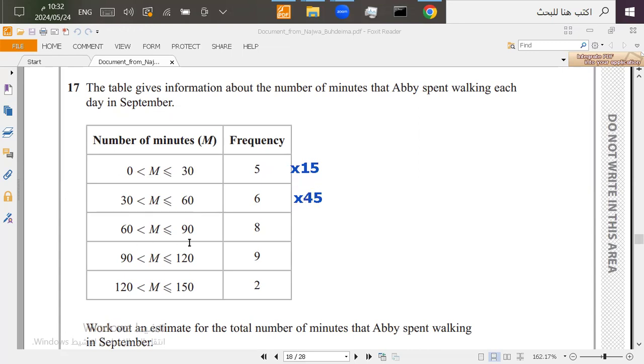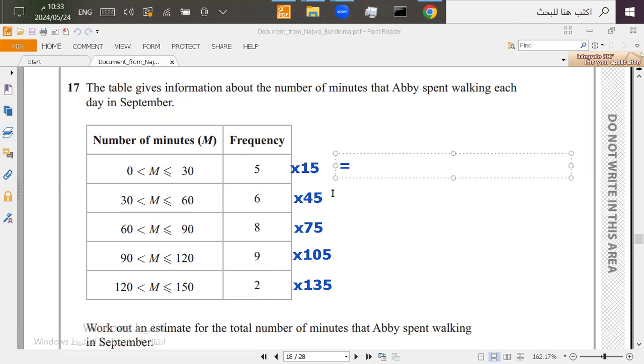Here, 60 plus 90 is 150. 150 divided by 2 is 75. So you multiply by 75. So find the midpoint for each one of them and then multiply it by the frequency. 90 plus 120 is 210. Divided by 2 is going to be 105. So multiply by 105. And the last one, we have 120 and 150. When you add them, you have 270. Divided by 2 is going to be 135. So you multiply by 135. So the idea here, I'm following the same steps that I do with the mean.